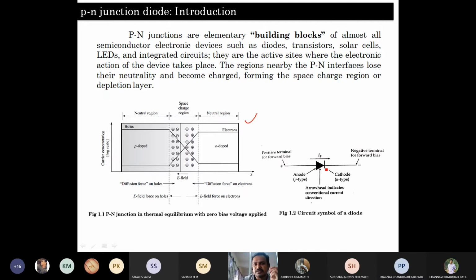A triangle ended with one vertical line. The triangle arrow mark with one vertical line. So this one is the symbol of a diode. If you are on your mobile phone and it is not visible properly, you can zoom your screen. I'm talking about the symbol of a diode.